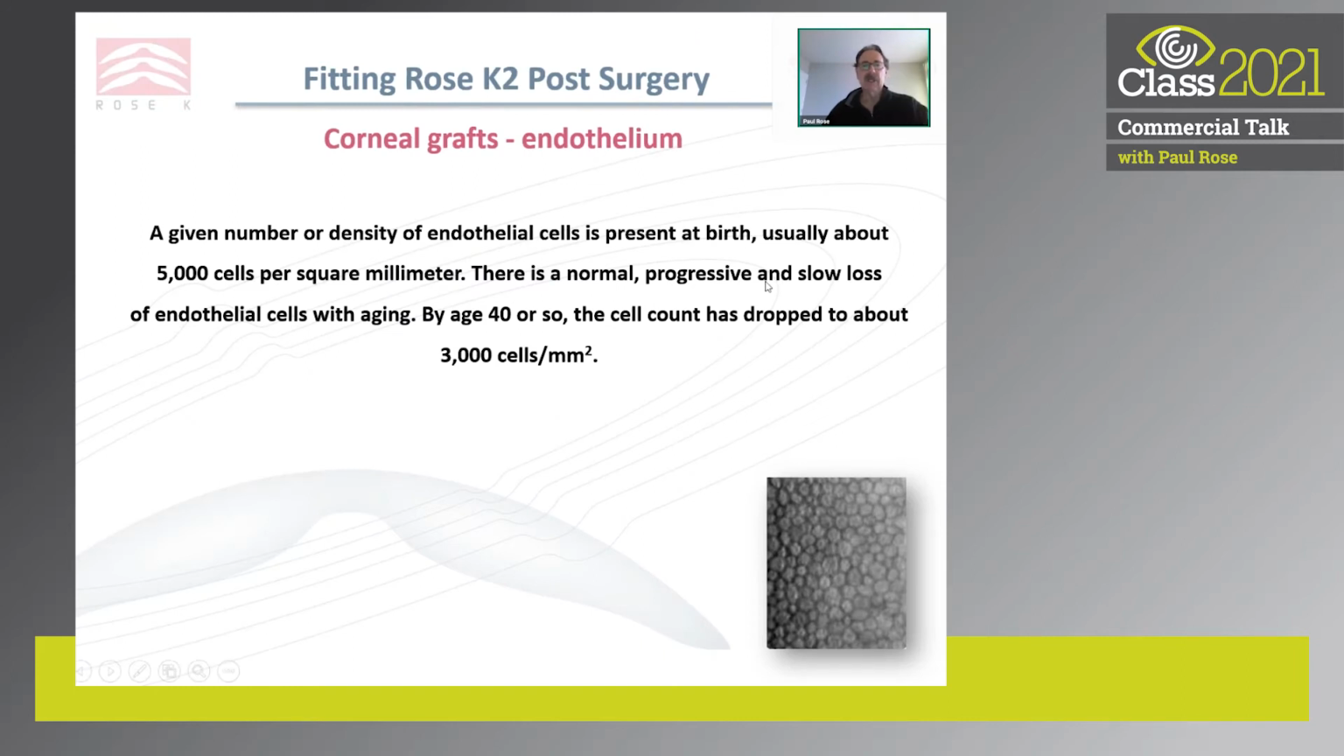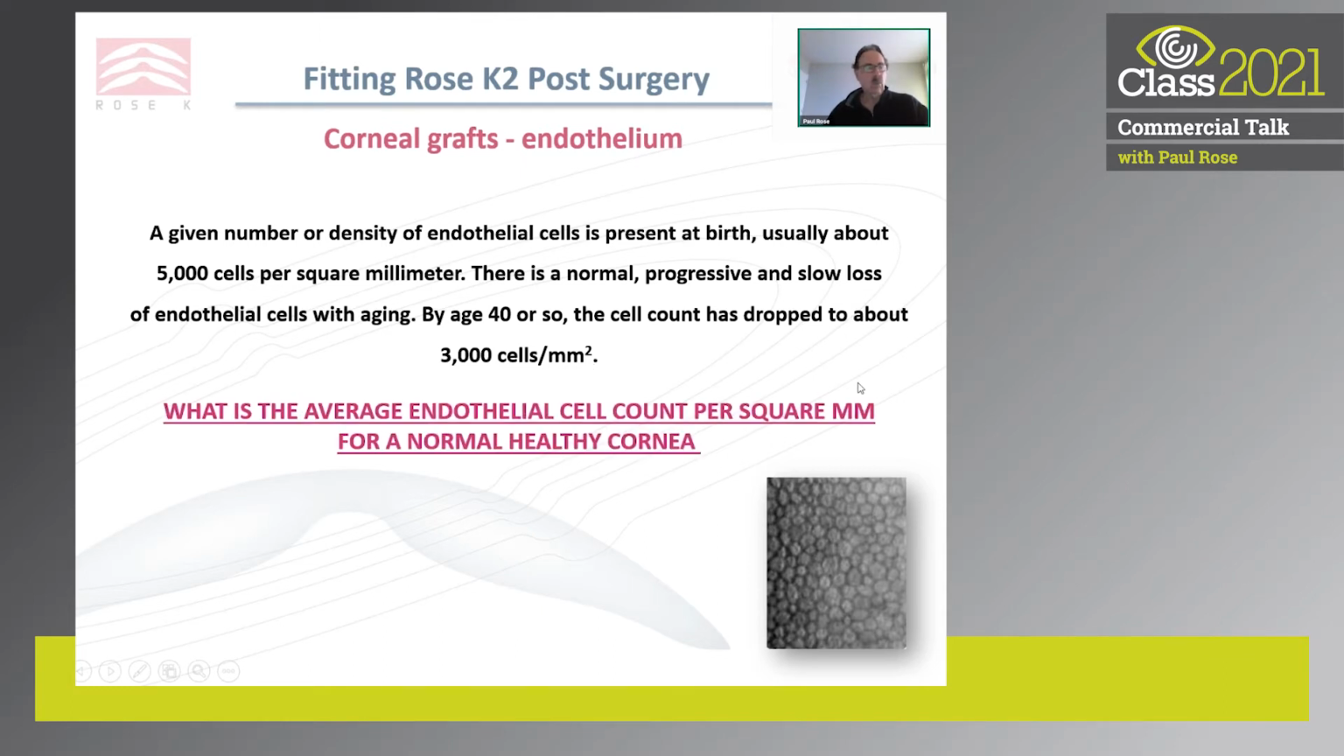Just touching on the endothelium, to give us an idea, we are born with 5,000 cells per square millimeter on average, but by age 40, that naturally drops to around 3,000. And what is the average endothelial count for what we regard as a normal healthy cornea? It's between 2,000 and 3,200. So once you get below this, you start to consider that the endothelial count is abnormal.